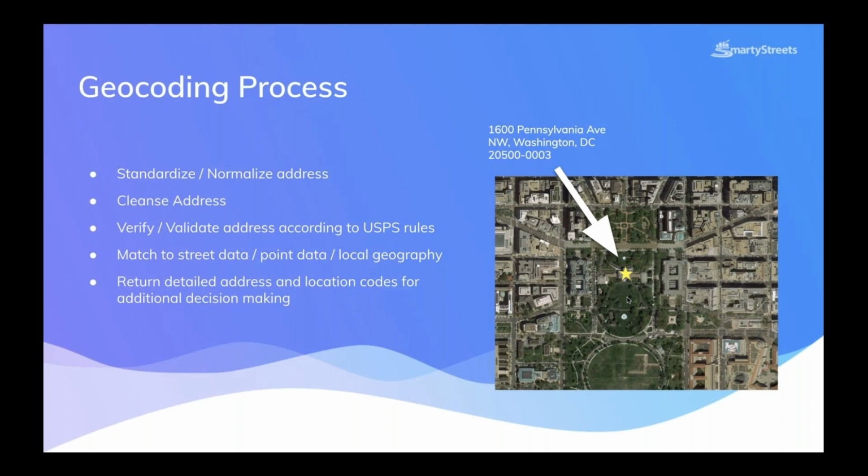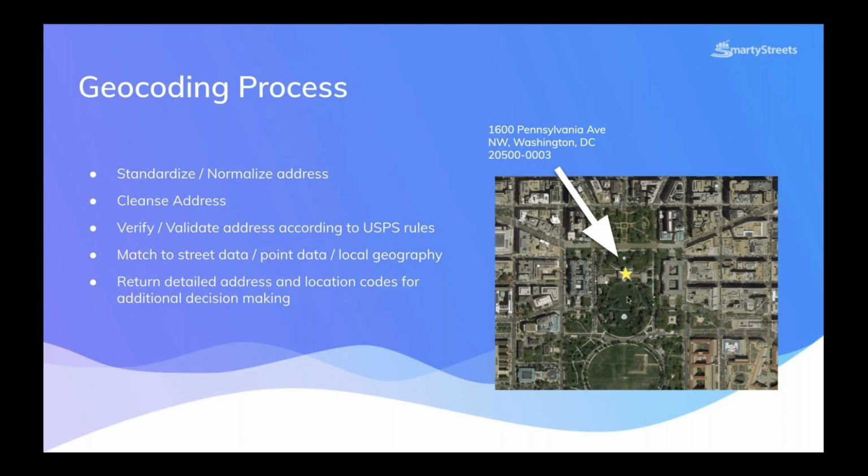So definitionally, then let's just talk about the geocoding process. When an address is geocoded, typically it gets standardized and normalized. That includes things like parsing it to be able to identify the street types and the street name and the street suffixes. Then the address is cleansed to make sure that everything looks normal.